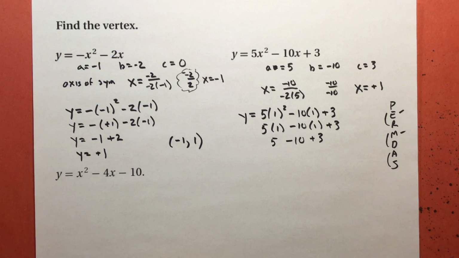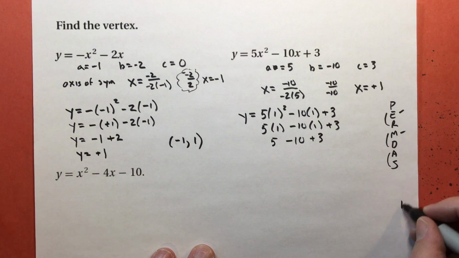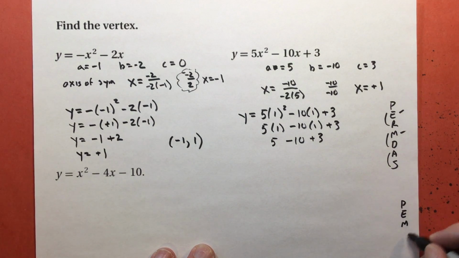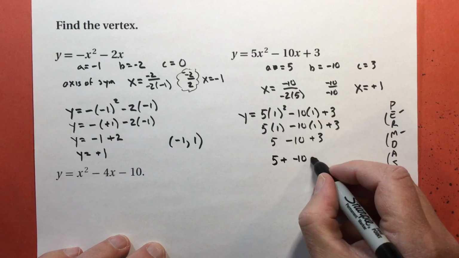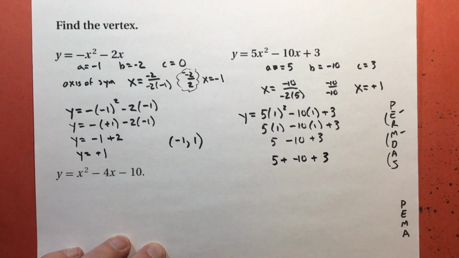Okay? So I actually like to say this instead. It's actually PEMA. There's no such thing as subtraction. It's a big lie we've been perpetrating on people. Subtraction just means adding the opposite of what you're subtracting. So you can think of this as 5 plus negative 10 plus positive 3. And it makes it a lot more simple.